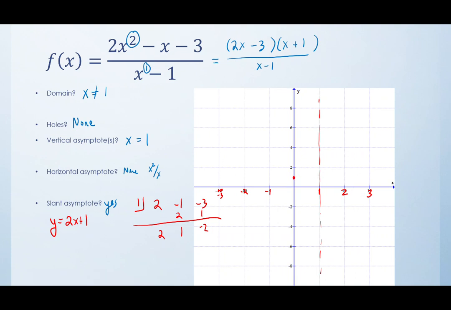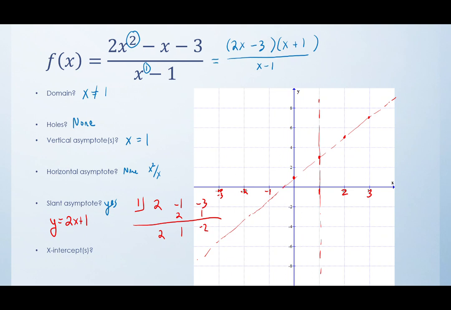So if we go over 1, we're going up 2. Over 1, up 2, over 1, up 2, so on and so forth. So I'm just going to kind of connect my dots here. Hopefully close enough, right?